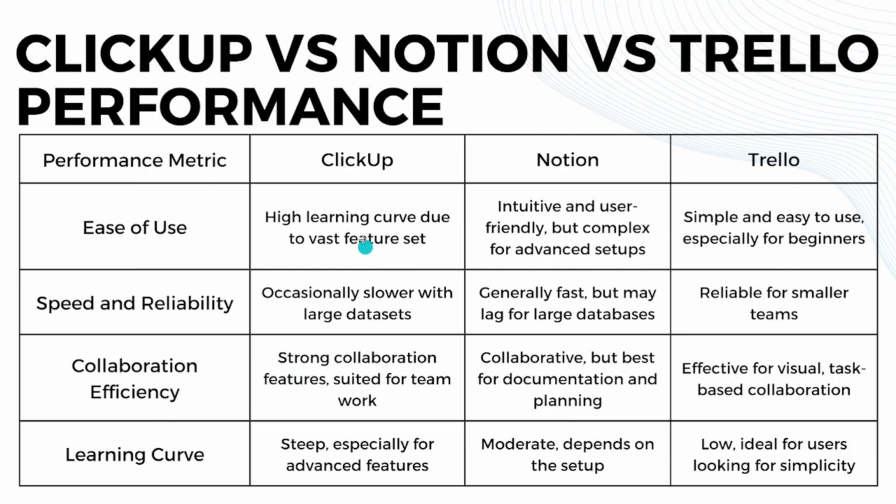For collaboration efficiency, ClickUp has strong collaboration features suited for teamwork. Notion is also collaborative, but best for documentation and planning only. Trello, on the other hand, is effective for visual, task-based collaboration.